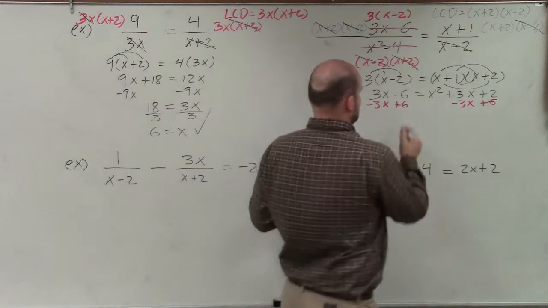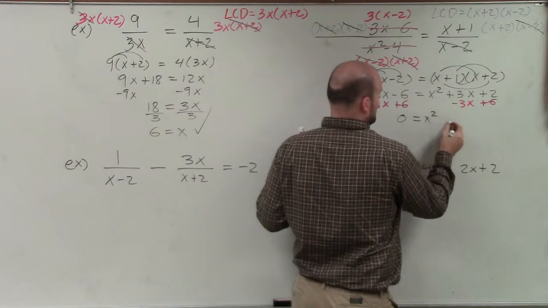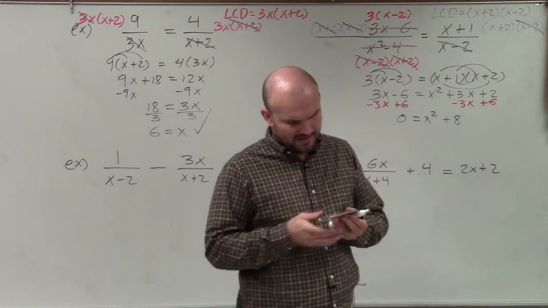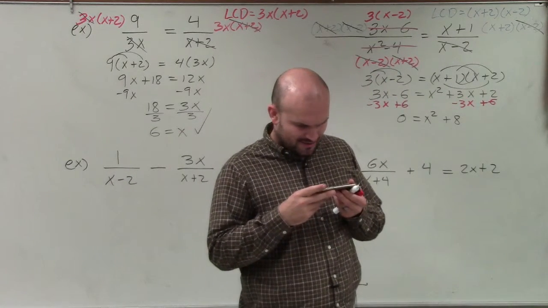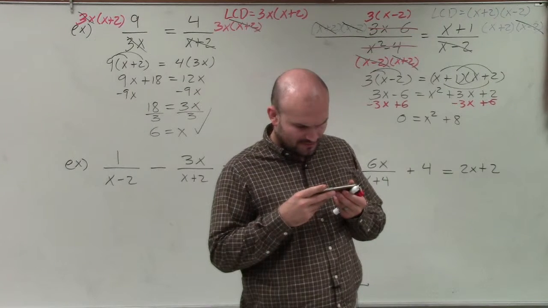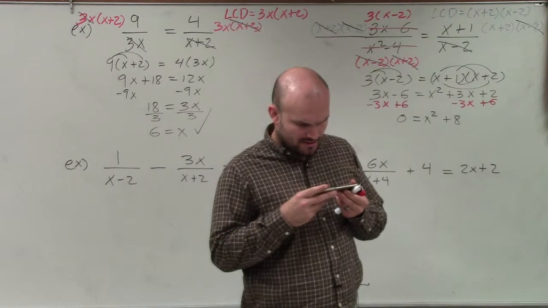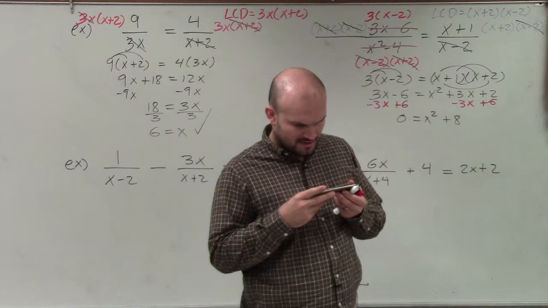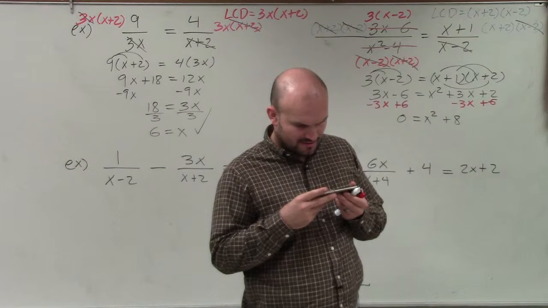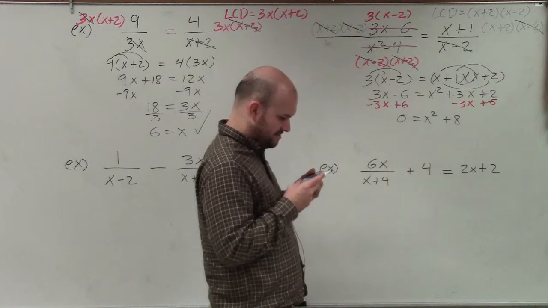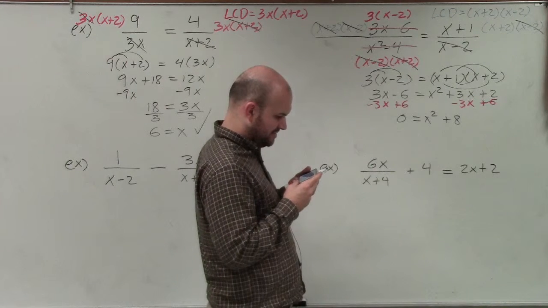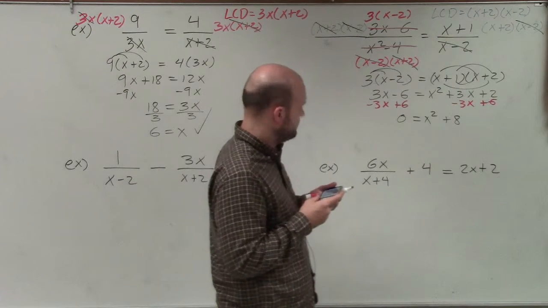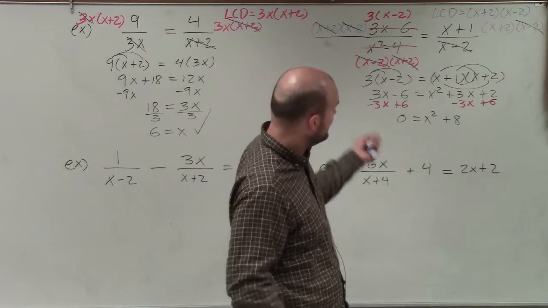I don't remember that being my answer. So therefore, I'd have 0 equals x squared plus 8. I did this problem in another video, and I don't remember getting that. x minus 2, let's divide out. 3x minus 2, right? 3x minus 2 equals x squared plus 3x plus 2. Okay, yes, I did. All right.